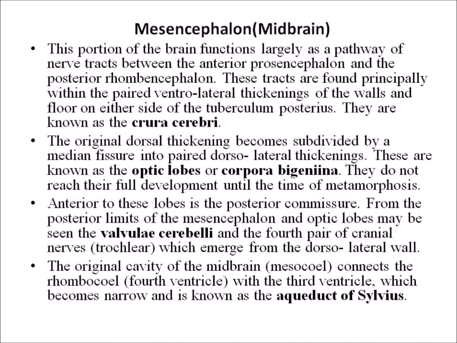The next part is mesencephalon or midbrain. Midbrain is in between prosencephalon and the posterior rhombencephalon. These are found principally within the paired ventrolateral thickening of the wall and floor on either side of the tuberculum posterior. They are known as crura cerebri. Then optic lobes or corpora bigemina is present. Then valvulae cerebelli. The original cavity of midbrain connects the rhombocele or the fourth ventricle with the third ventricle, and becomes narrow and is known as the aqueduct of Sylvius.